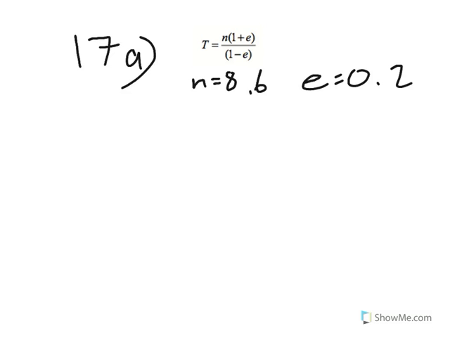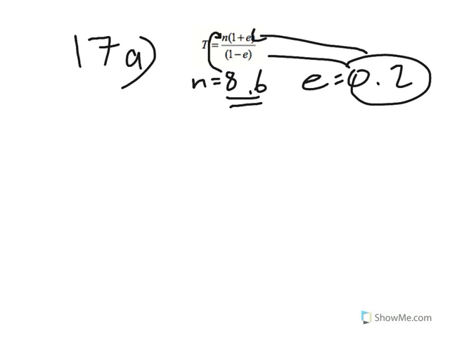Okay, so we left off at question 17, and 17 is really simple. They've given you this expression and they're asking you to find the value of t when n is equal to 8.6 and e is equal to 0.2. So all you've got to do is substitute this as n and this as e, in two places.